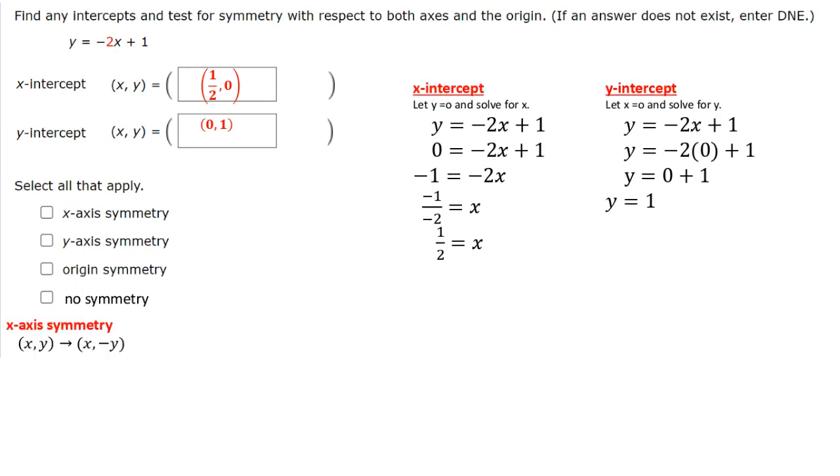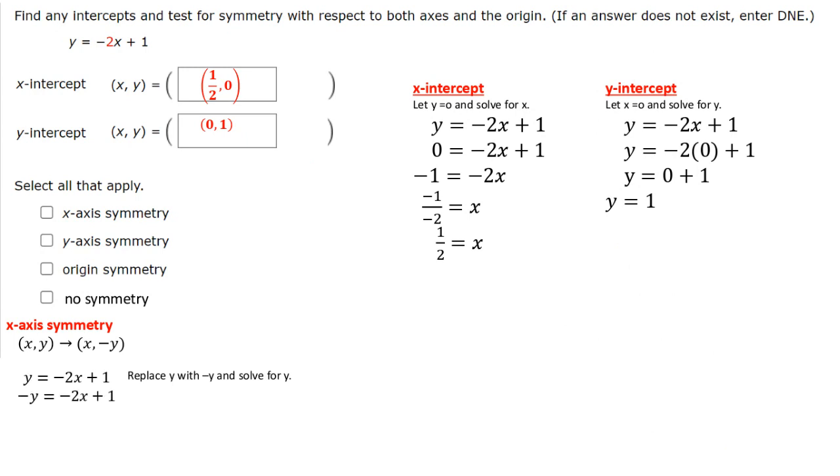So the x-axis has x-axis symmetry, right? Based on our definitions, if we have (x, y) and we go from y to negative y, we can have x-axis symmetry. So replace the y with negative y and solve for y. Let's see if it has x-axis symmetry.